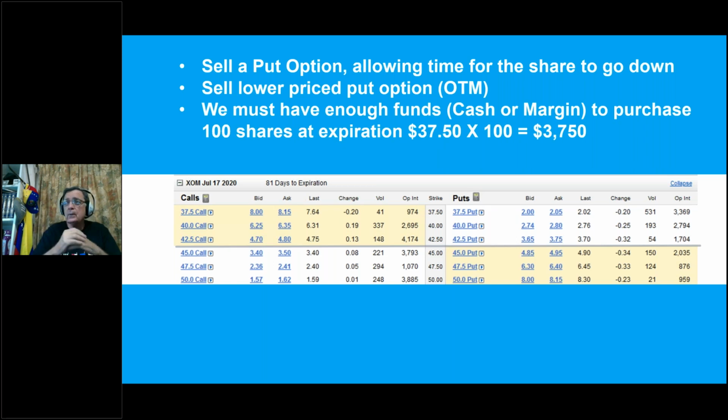Margin means I can borrow to purchase 100 shares at expiration or any time. Remember, I'm selling you the right to put it to me. So within that period of time, which is 81 days, if it hits, let's say, 35, you can say, hey, I want to sell this to you at 37 and I have no choice. I've got to buy it. So I have to have enough money to buy it at 37.50 times 100 shares, which is $3,750, in my account. It's not a lot of money, but still it works.